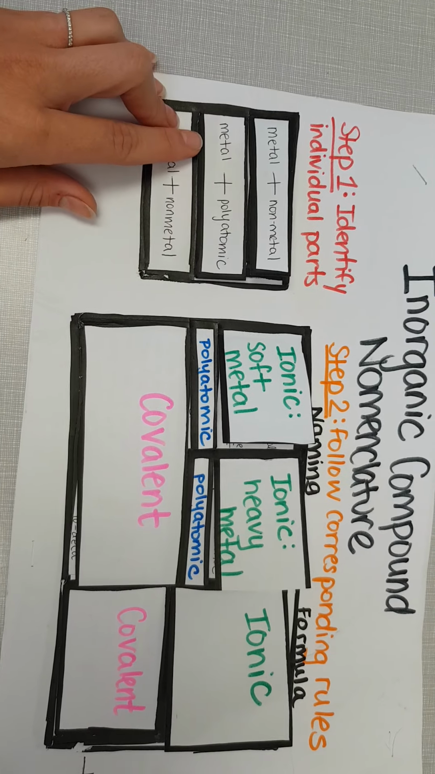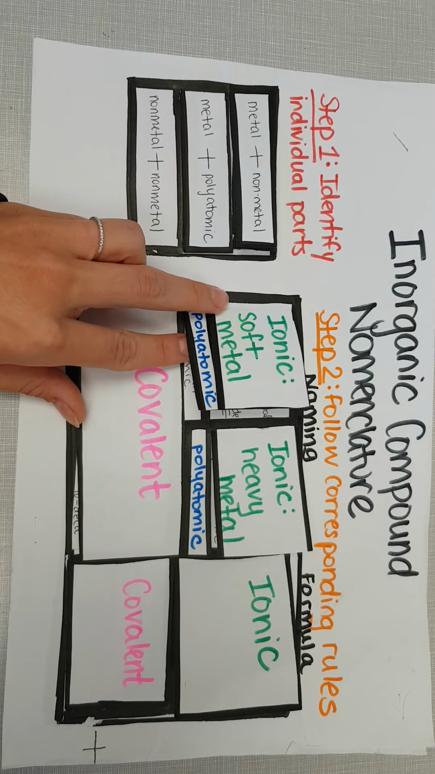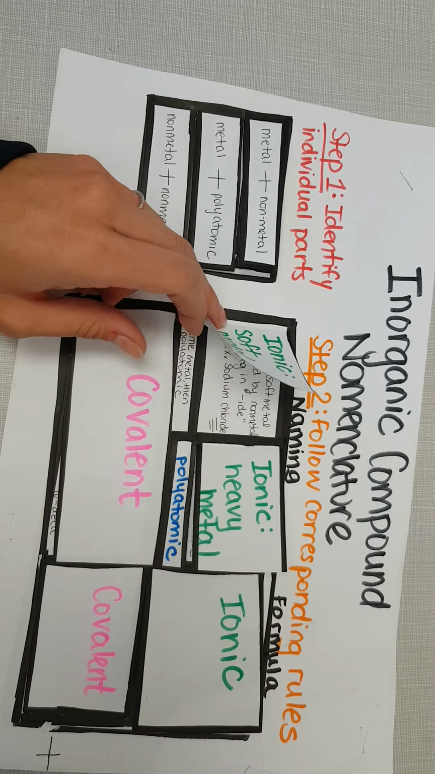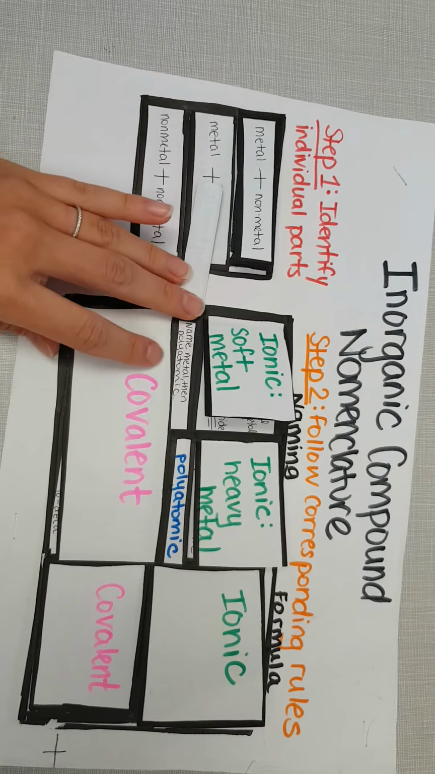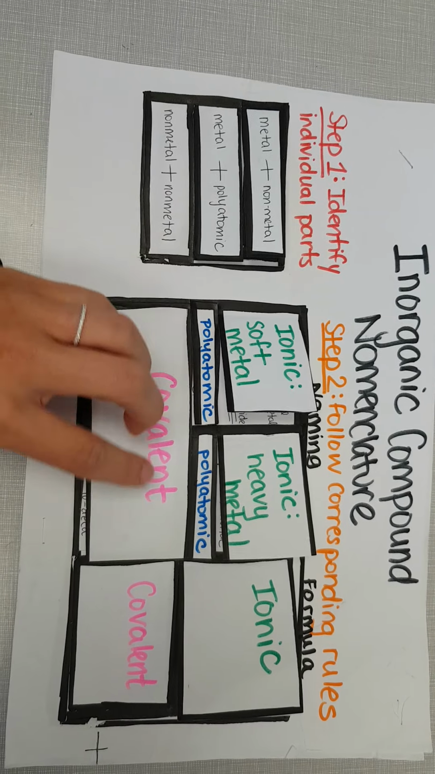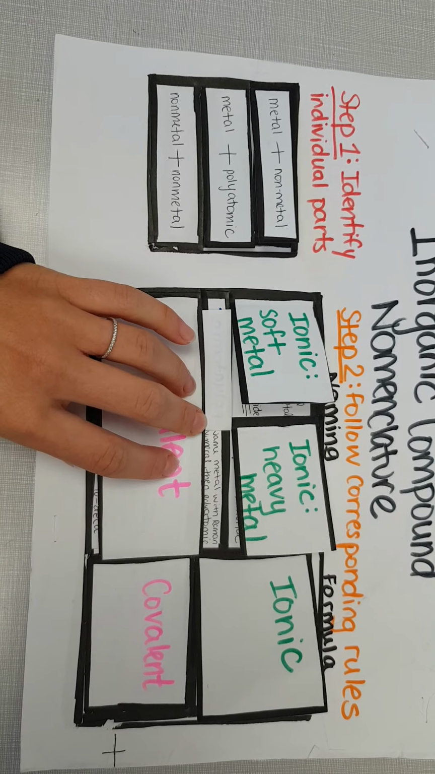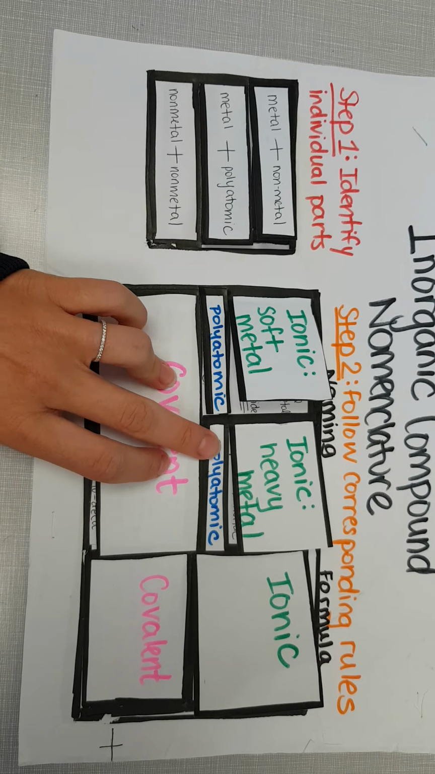Now, when we're dealing with a metal plus a polyatomic ion, and it's still an ionic compound, to name it you would name the metal first and then the polyatomic, especially if you're dealing with a soft metal. But as soon as you're dealing with a heavy metal, again, you've got to use the Roman numeral and then list your polyatomic ion.